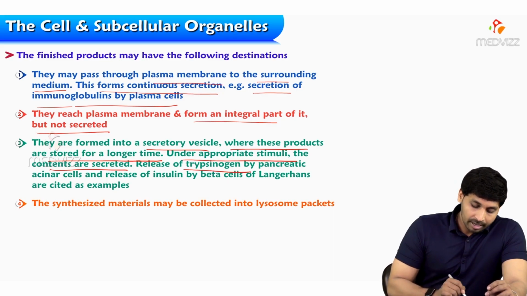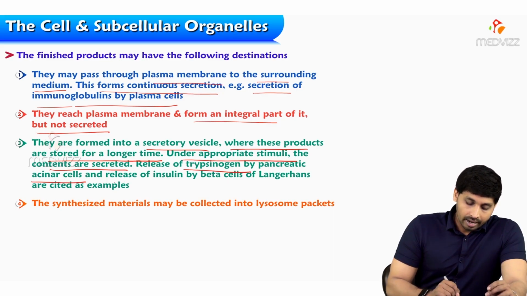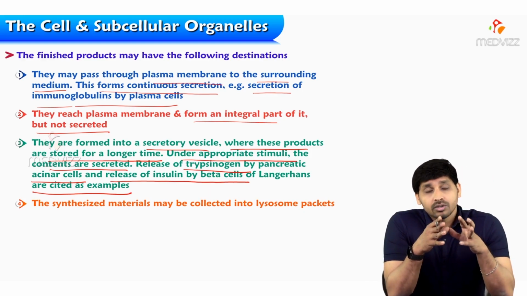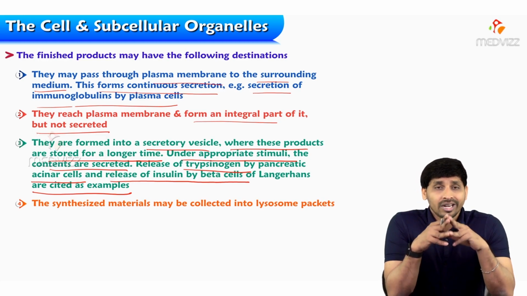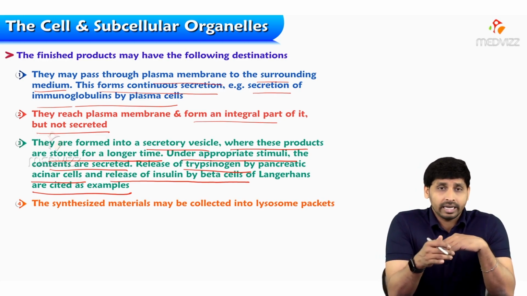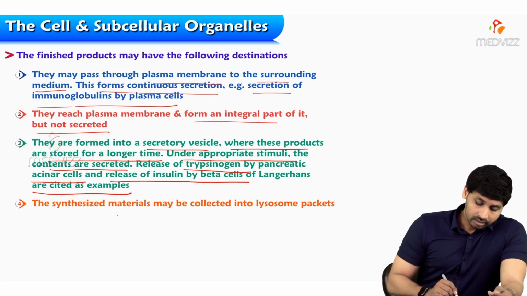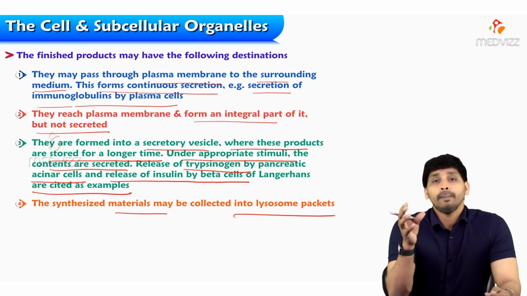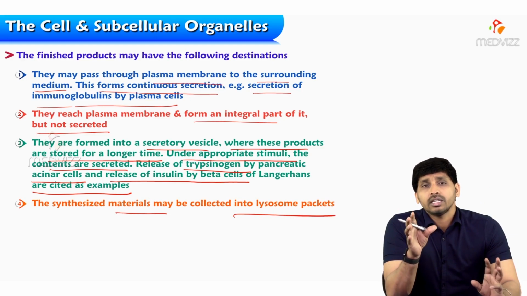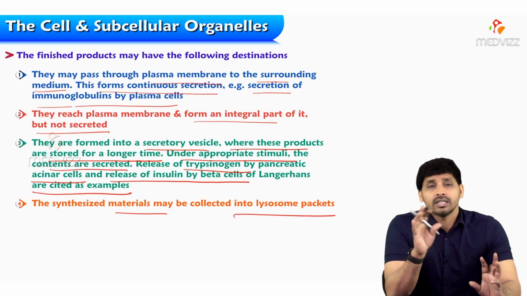Release of trypsinogen by pancreatic acinar cells and release of insulin by beta cells of the islets of Langerhans are cited as examples. Trypsinogen is a proteolytic enzyme released from the pancreas. In the same way, insulin is also released from the pancreas. The synthesized materials may also be collected into lysosomal packets. Unless there is a stimulus, a need, these secretory vesicles will not secrete the synthesized products.